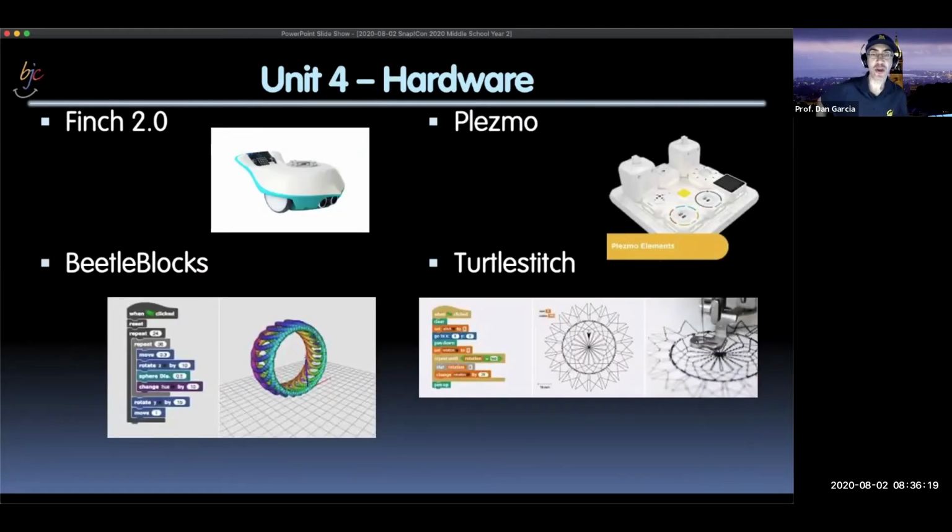Here is the hardware unit we were thinking about. Many of you have seen the Finch 2.0 demos of the young thinkers in the workshops here. That's a delightful new device that they're coming out with. I really am pleased with that. Many of us know about the BeetleBlocks wonderful 3D printing Snap extension that you can make 3D printing shapes. Many of us here on the call are part of the TurtleStitch family, and I'm a recent joiner, but I'm a huge fan. It's almost like a first-time caller, long-time listener. That's where I am on TurtleStitch. I'm happy to be part of that family.